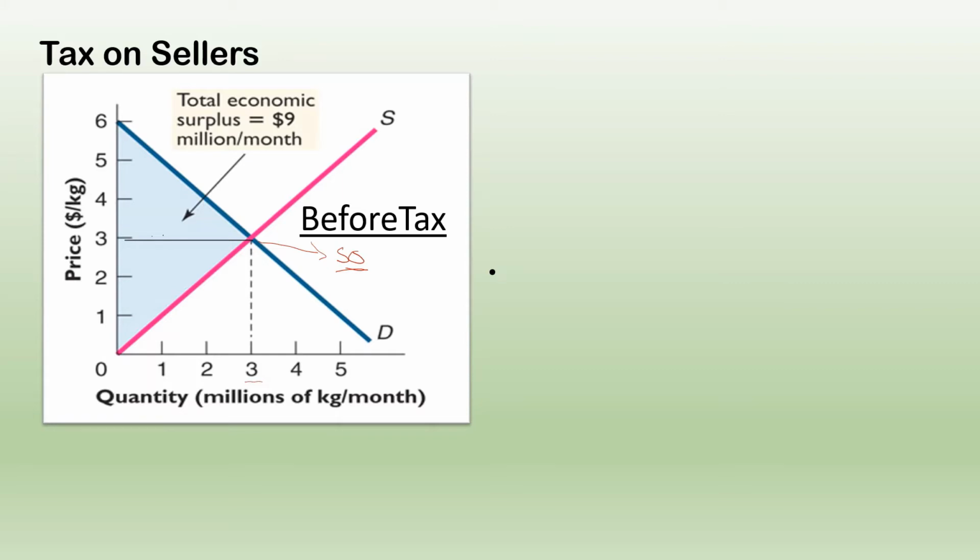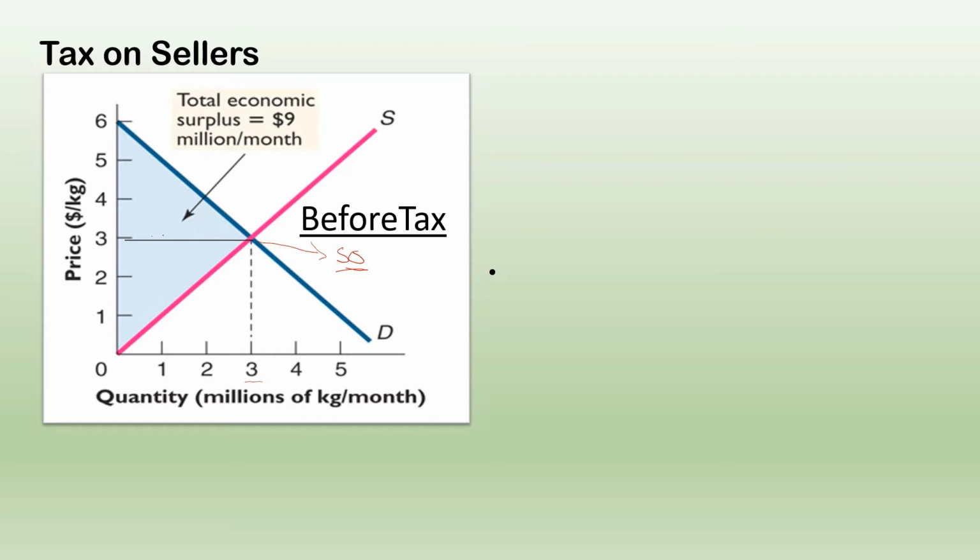Now in order to calculate the total economic surplus, you know that total economic surplus is the summation of consumer and producer surplus. So there are two methods by which you can calculate it. Either you can just calculate the area of this big blue triangle, or you can calculate the consumer surplus first and then the producer surplus and add them together.